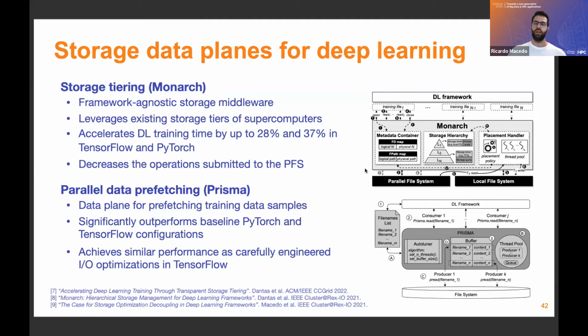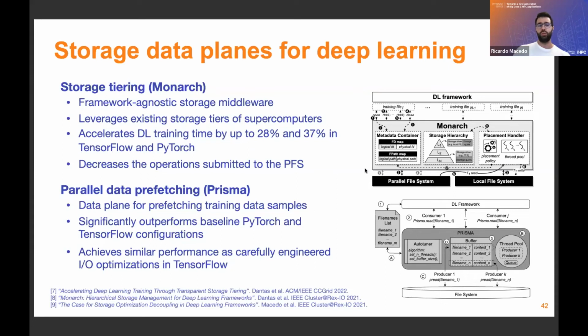We implemented Monarch, a framework-agnostic storage middleware that allows using the local storage tiers of supercomputers to accelerate deep learning training. Most of the time the dataset is only stored at a shared storage premise, Lustre, and users are not aware of the local storage tiers. So when they run their training, it leads to a lot more training time than they want.